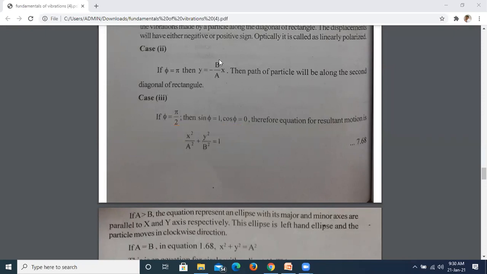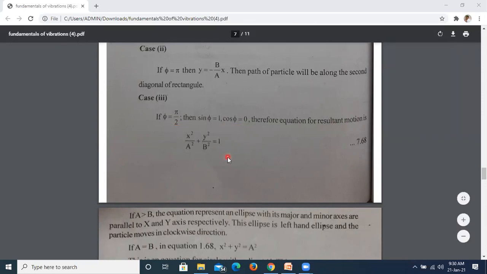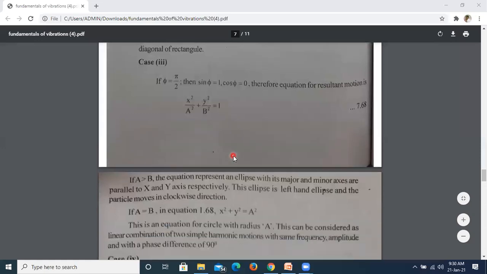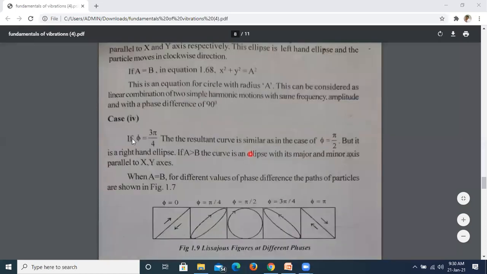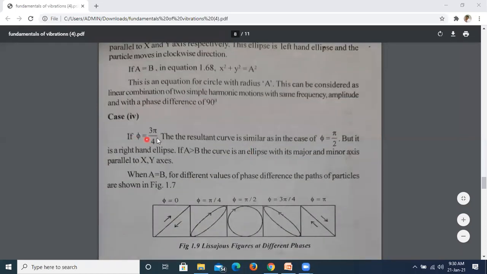Okay, so for the phase difference 90 degree, for different amplitudes, you will get ellipse equation. For same amplitude and same frequency, we will get x square plus y square equal to a square. Next case, when the phase difference is 3 pi by 4.